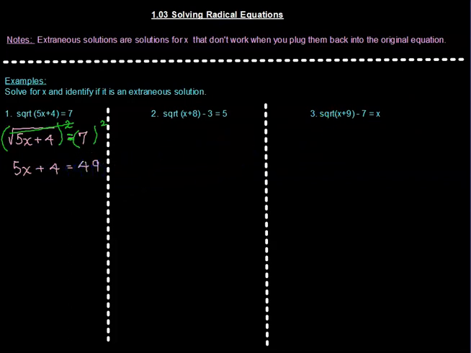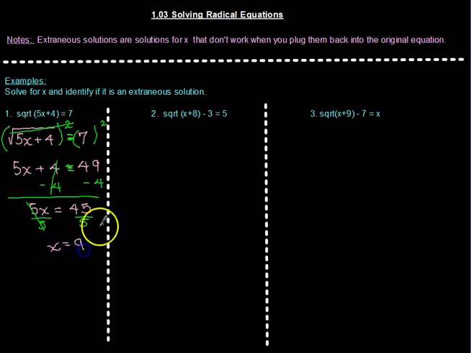So again, on the left side of the equal sign, we want x by itself. To get rid of that plus 4, we're going to subtract 4 on both sides to keep the equation balanced. And from here, you're left with 5x equals 45. X is being multiplied by 5, so to get rid of it, we divide both sides by 5, leaving you with x equals 9.